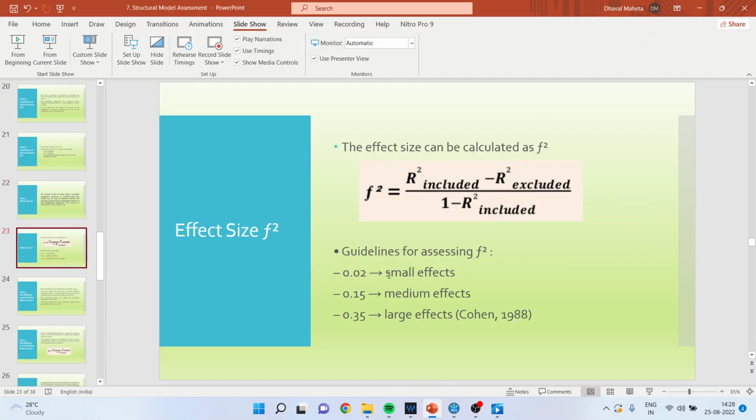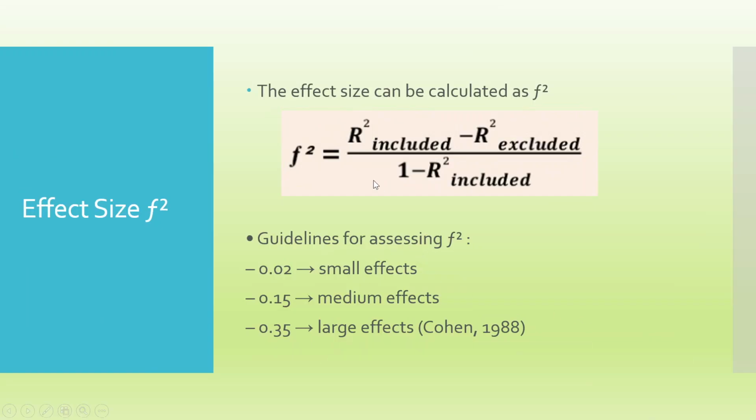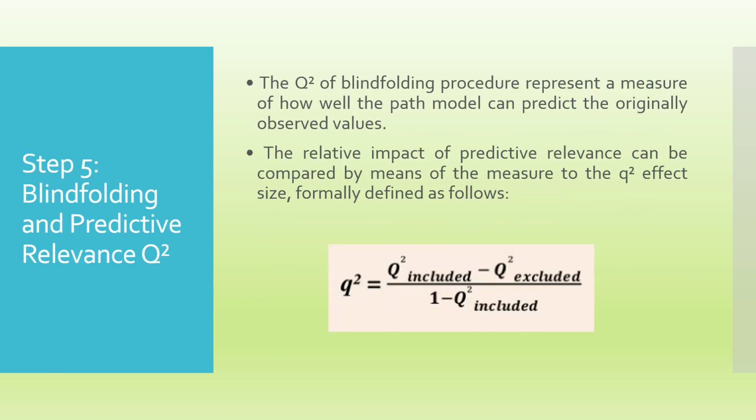Now we will apply the formula here. So the R square included minus R square excluded, divided by 1 minus R square included. So whatever we get now. So the guideline is that if you get F square equal to 0.02, near to 0.02, the effect is small. If it is 0.15, it's a medium effect. And if it is near to 0.35, the effects are large. This is according to Cohen, 1988.